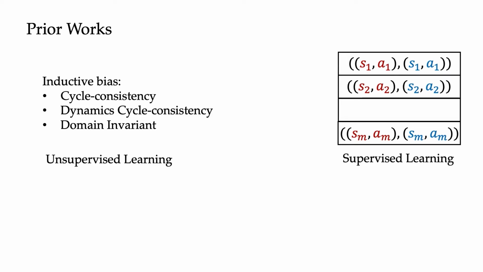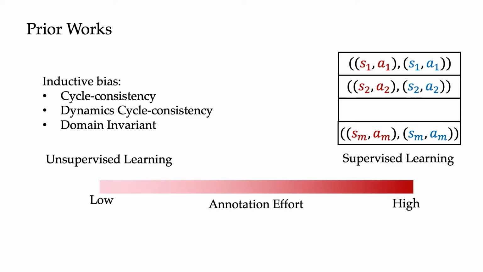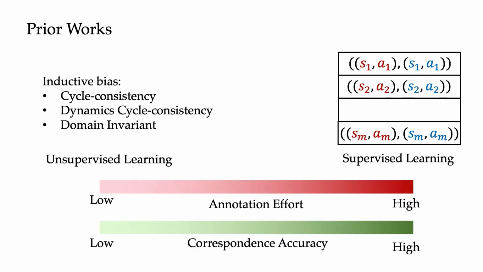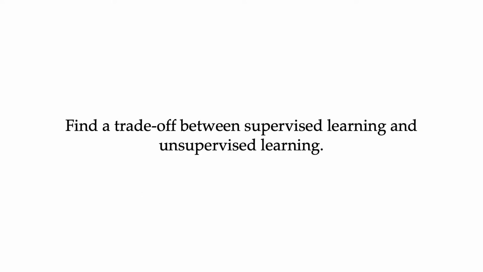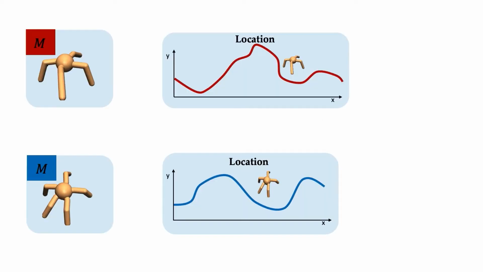Both methods have advantages and disadvantages. Unsupervised learning methods have low annotation effort but also suffer from low accuracy, while supervised learning is the opposite. Thus, our key insight is to find a trade-off between supervised learning and unsupervised learning using a method that requires little annotation effort but can also introduce a more accurate correspondence. Let's take a look at an example.